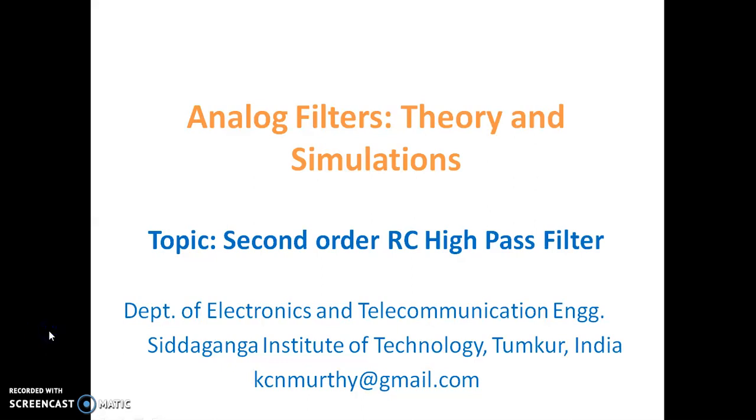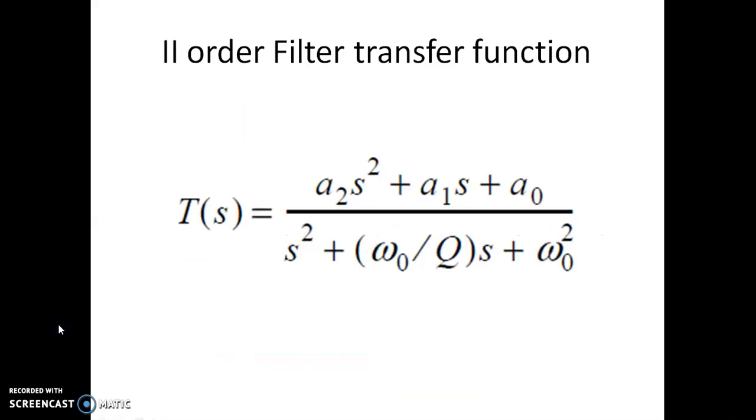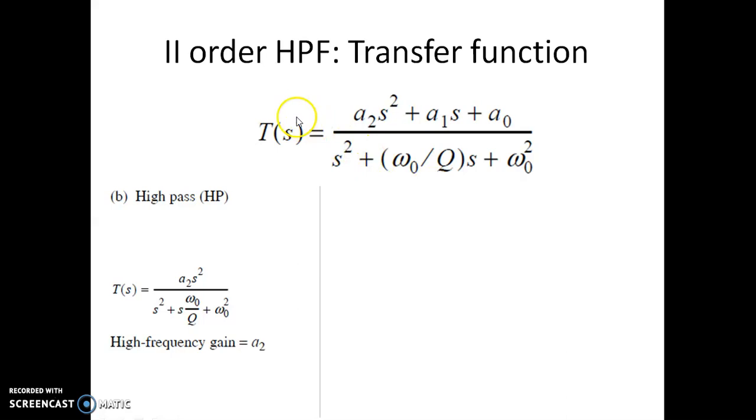In this video we'll see the second order RC high pass filter. This is a general transfer function of a second order filter, having the denominator of the expression indicating the pole position and the numerator indicating the possible zero position. So let us see what a second order high pass filter transfer function is.